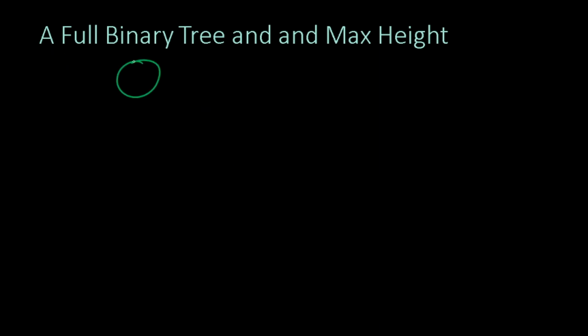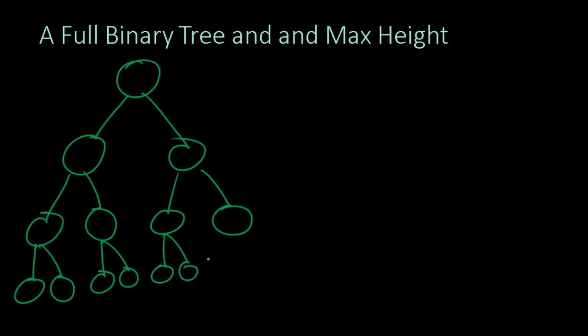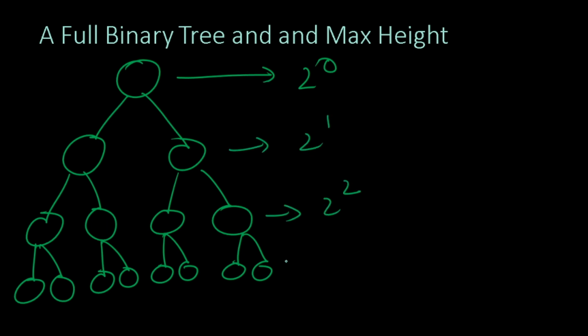In a full binary tree, this is level 1, so it will have 2 children. Level 2, each of the nodes will have 2 children, so 4 vertices. Level 3, each of them will have 2 children, so a total of 8 vertices. So this has 2 power 0 vertex, this has 2 power 1 vertices, this has 2 power 2 vertices, this has 1, 2, 3, 4, 5, 6, 7, 8, 2 power 3 vertices.